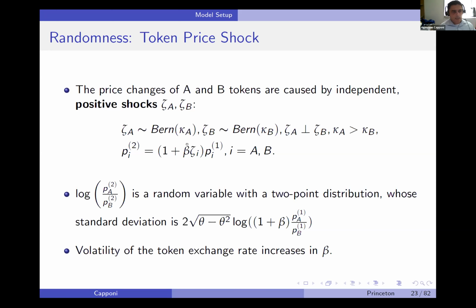And this beta, I will also link the results of the model to the empirics. We have looked at the data, and essentially this beta can be viewed as the volatility of the exchange rate. In fact, if you look at the log of PA over PB, you will see that this is a random variable with a two-point distribution, and the standard deviation is increasing in beta. So if you have a larger beta, there is a larger standard deviation.